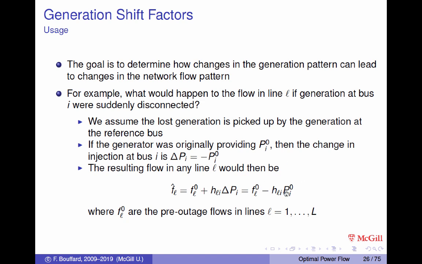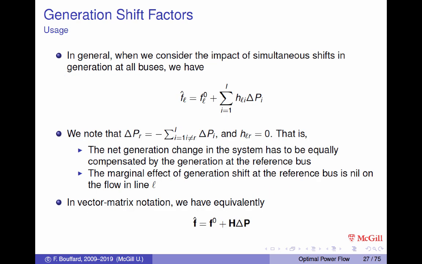And effectively here again, this is for any L, any line, any branch in that network. So you can see here that just by pre-calculating the H's, we can effectively determine the effect of any change in injection at any node. And in general, because everything here is linear, we can effectively look at the simultaneous impact of changing generation at all the nodes at the same time.